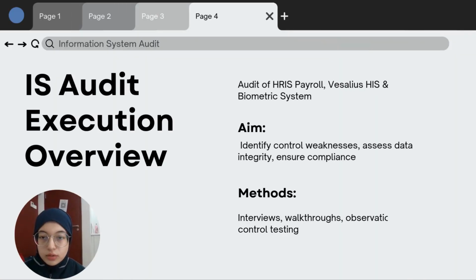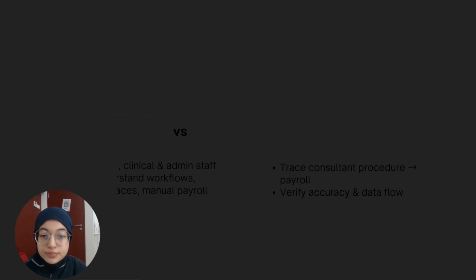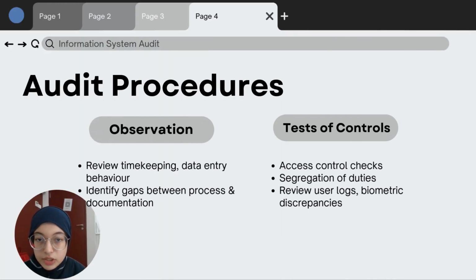Okay, now we have the IS audit execution overview, where the aim is to identify the control weaknesses, assess data integrity, and ensure compliance. And the methods are interviews, walkthroughs, observations, and control testing. We have two audit procedures. Number one is interview, where HR, IT, and clinical admin staff help us understand the workflows, interfaces, and manual payroll steps. And the second one is the walkthroughs, where we trace a consultant procedure through to payroll and verify accuracy and data flow.